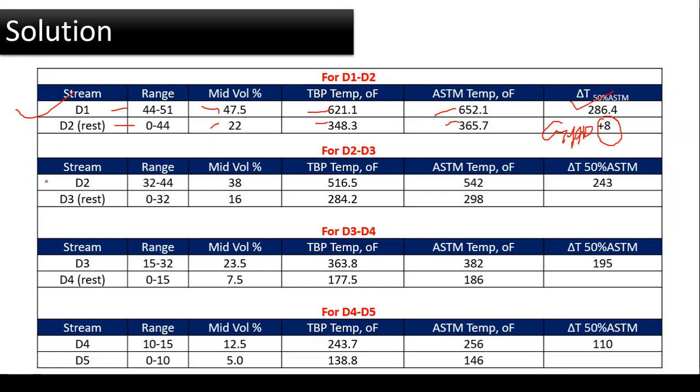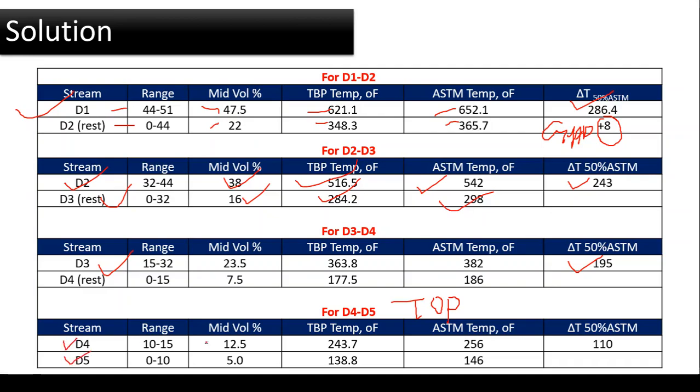Now your task is, I have given all these values: D2 is given here, rest is given here, mid volume percent temperature, ASTM temperature, and delta T50 are given here. For D3 and D4 all these values are given here. And for the top one, that is D4 to D5, this is the top one. So this is called case 1. The graph we are going to use for this is for case 1.